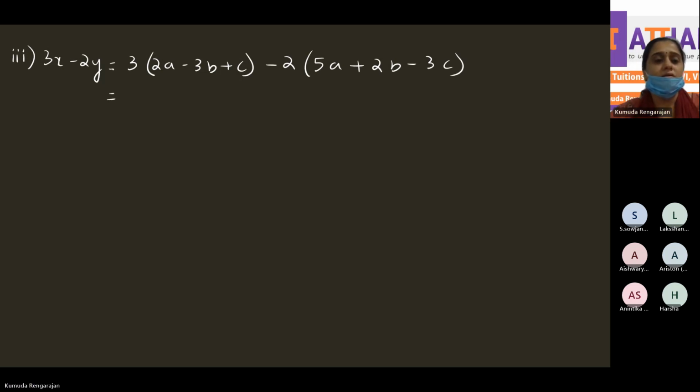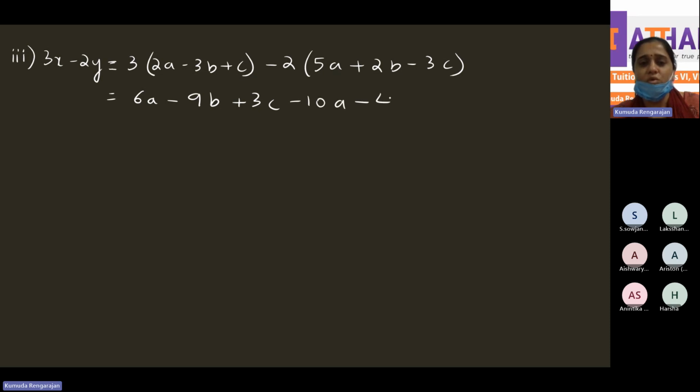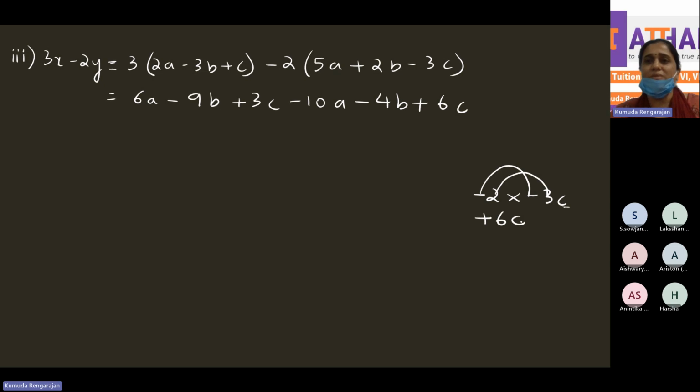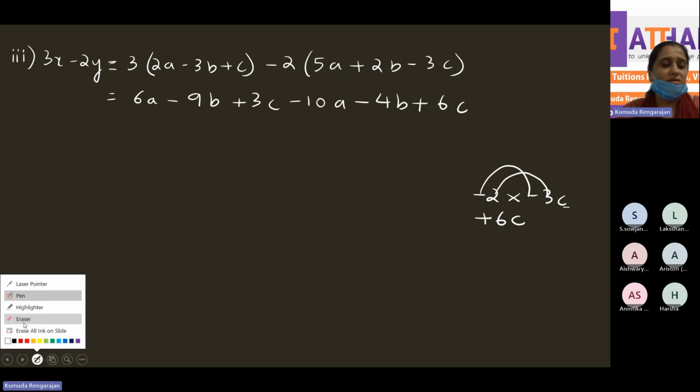So we need to multiply, right? So 3 into 2a, 6a, minus 3 into 3b, 9b, 3 into c, 3c, minus 2 into 5a, minus 10a, minus 4b, plus, minus into minus plus, 6c. See, how do you multiply minus 2 and minus 3c? Multiply the signs, minus into minus plus, multiply the numbers, 3 2s are 6, and then the letters, c. So plus 6c. Multiply the signs, numbers, and letters.